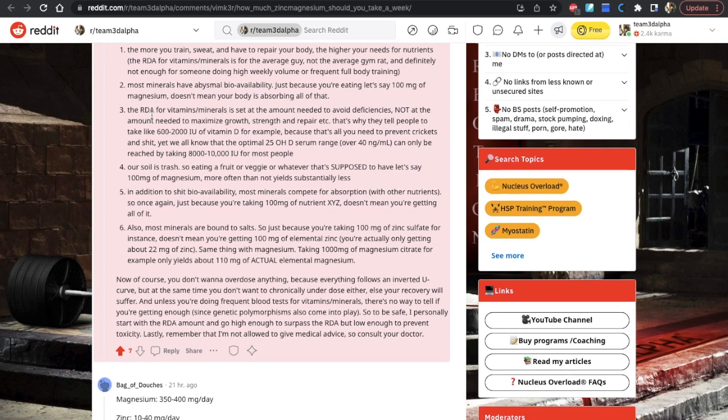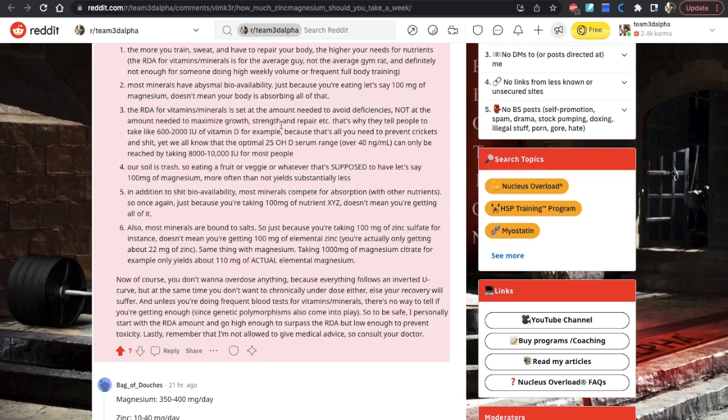Next, number three, the RDA. The recommended daily allowance for vitamins and minerals is set at the amount needed to avoid deficiencies, not at the amount needed to maximize growth, strength, and repair. You got to know this, guys. When they do the studies to decide which amount to use for the RDA, it's based on the minimum you need to avoid deficiencies.